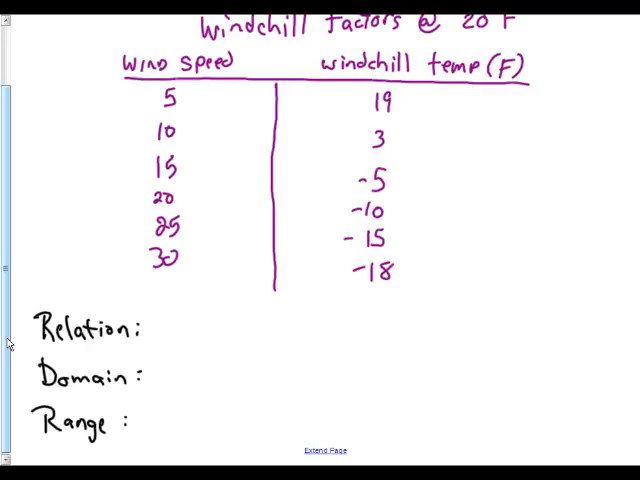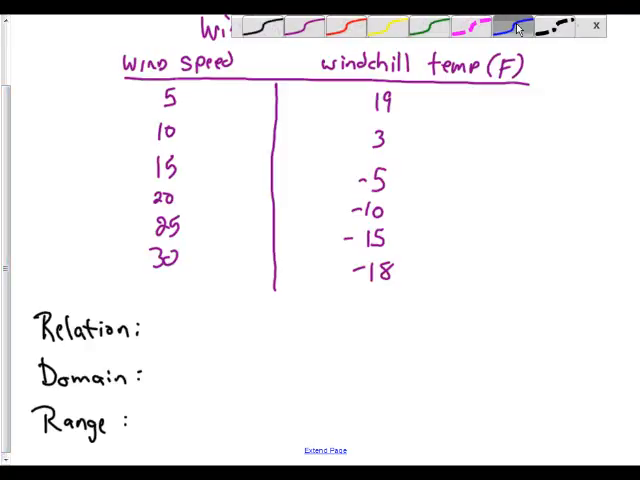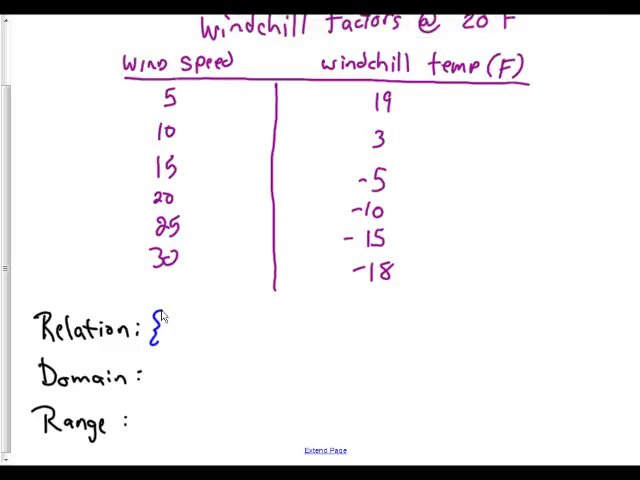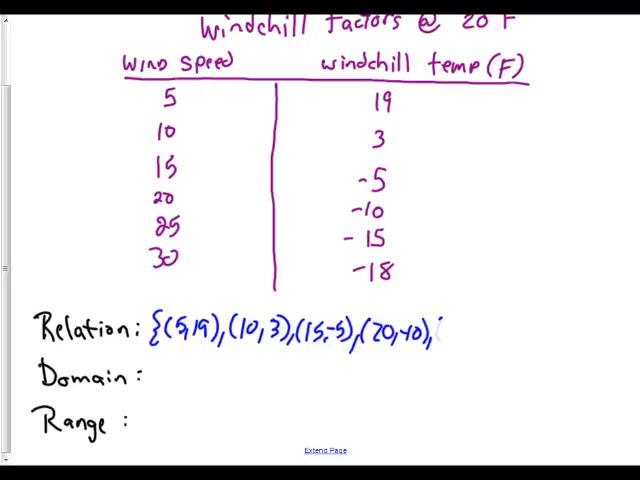So let's write this as a relation. Remember, we're using set notation, so use brackets on either end, and we will pair the numbers together. 5, 19, 10, 3, 15, negative 5, 20, negative 10, 25, negative 15, and 30, negative 18.